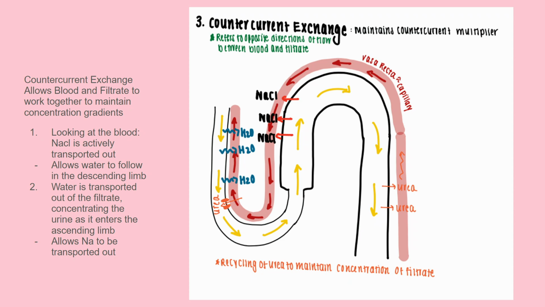Okay, I'm just going to draw what concurrent exchange would look like, which is if the blood and the filtrate were flowing in the same direction. So maybe it can help make more sense of why this is necessary to recycle and maintain the gradient in the medulla. So this would just be concurrent flow. And this is not correct. So filtrate would flow in this direction. And then the blood would also flow next to it.